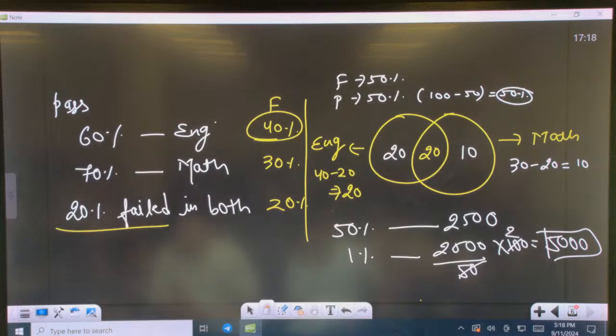And in English, there were 40 that were failed. 20 are already sitting, so we have to make the total as 40. So 20 plus 20 will give us 40, and the value of English is 40 now. In mathematics, we need 30, but 20 are already sitting. So what is remaining? The 10. So 20 plus 10 is 30. And if we talk about the common part separately, then we need only 20, and 20 is sitting only.